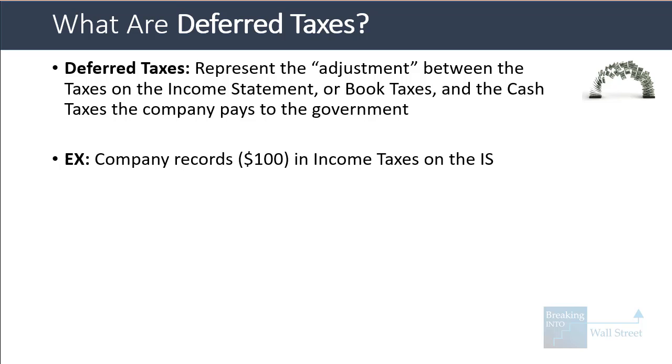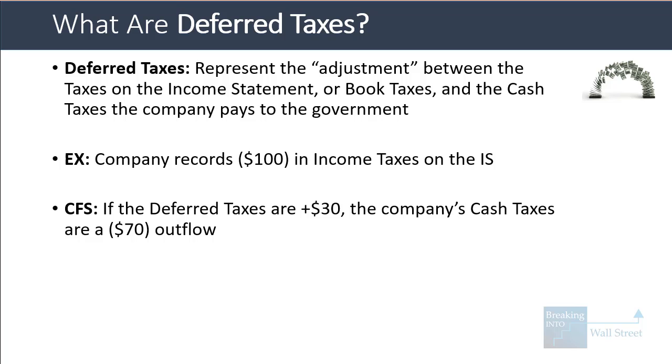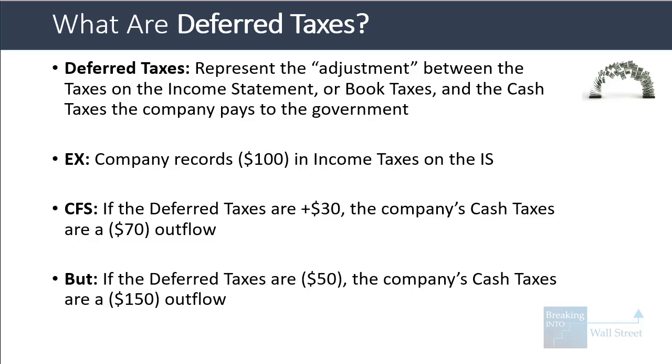So for example, let's say a company records a negative 100 in income taxes on the income statement, meaning that according to its income statement, it pays the government 100 in taxes in this period. On the cash flow statement, if the deferred taxes are a positive 30, what it means is that the company's cash taxes are actually negative 70 here. So in other words, they only pay the government $70 in cash, not the $100 that the income statement would suggest. And likewise, if the deferred taxes are negative 50 on the cash flow statement, then the company's cash taxes are this 100 plus the 50 here for a total of a 150 cash outflow. So they're actually paying more in cash taxes than their income statement would suggest.